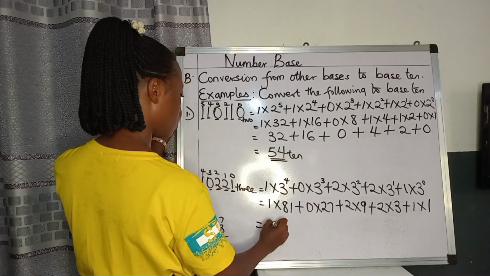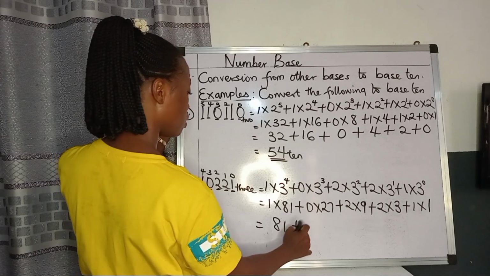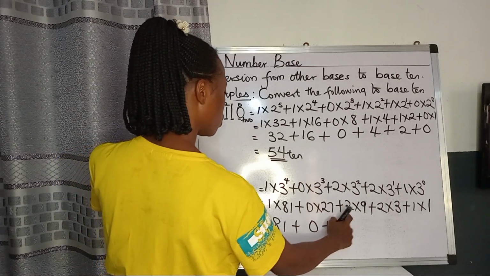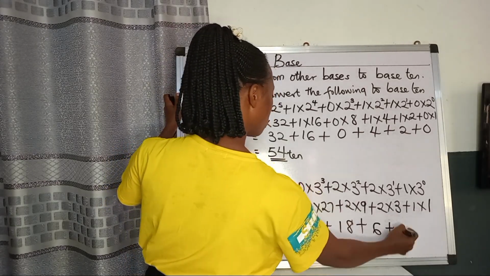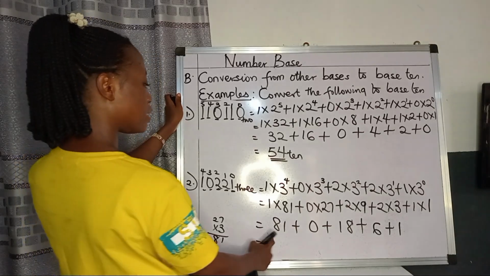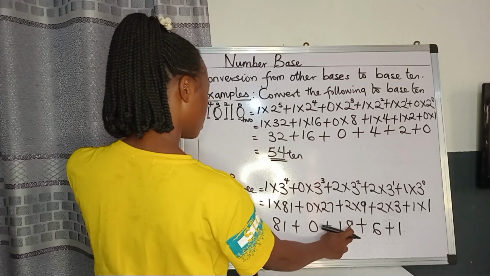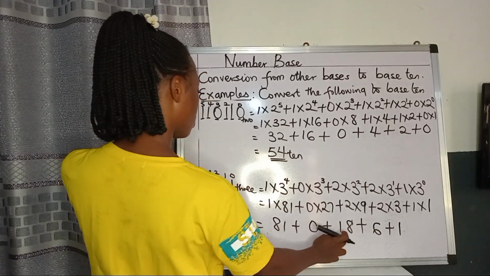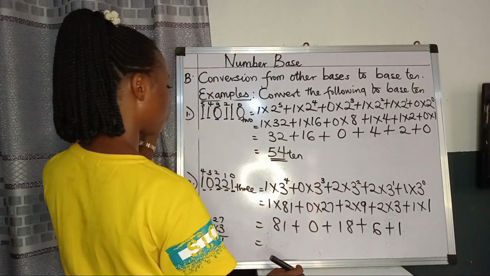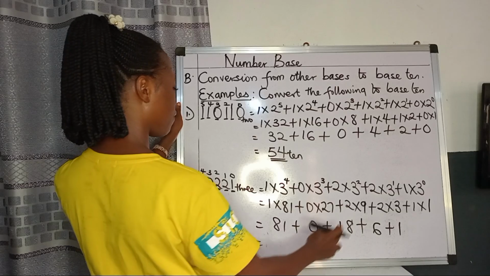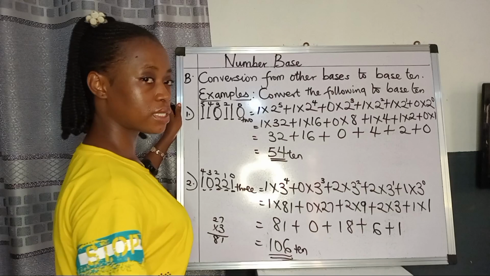This gives us 1 times 81 is 81. 0 times 27 is 0. 2 times 9 is 18. 2 times 3 is 6. 1 times 1 is 1. So we keep adding. 81 plus 18. 1 plus 8 is 9. Then 8 plus 1 is also 9. So 99. 99 plus 6 is 105. 105 plus 1 is 106. So our answer is 106 base 10.